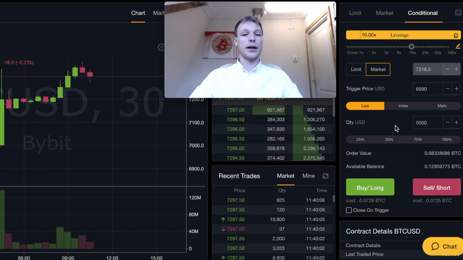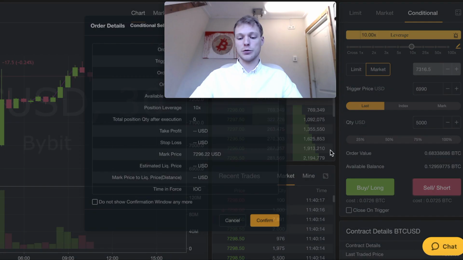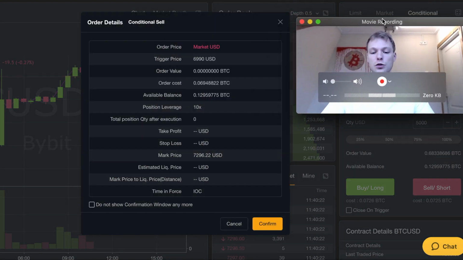6,919. Below that we can fill in our quantity. In this case we will put 5,000 US dollars. And below that we can see the cost of this order, which is 0.0725 BTC. And we press sell short because we're speculating that the price is going to continue to decline.